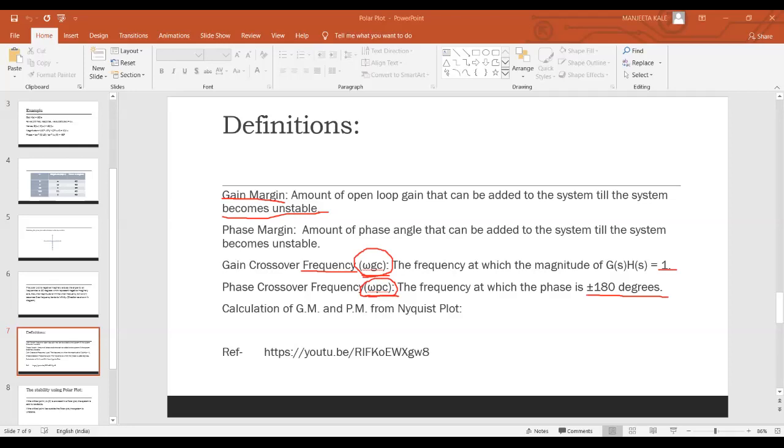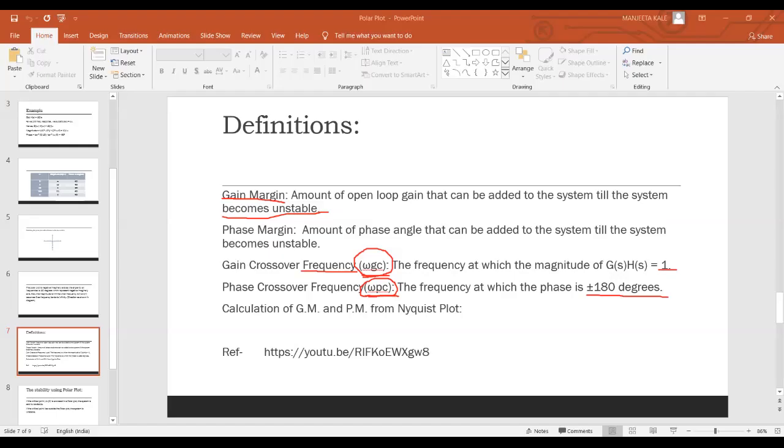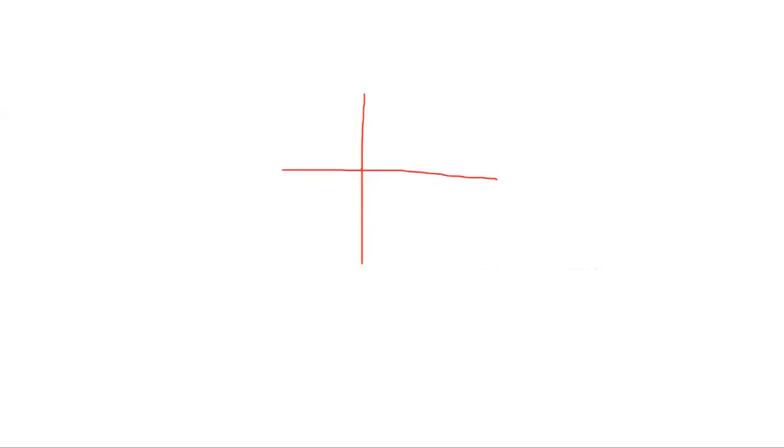May it be Bode plot or Nyquist plot or polar plot. So now let us take an example of polar plot. I'll just take a random example where omega GC and omega PC can be plotted. Now, suppose we consider a polar plot. This is a random polar plot that I have drawn. Now what we are supposed to do is mark omega GC as well as omega PC.